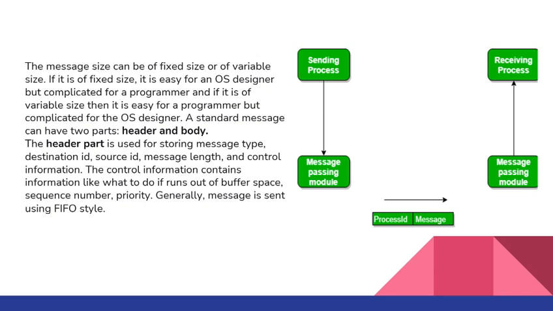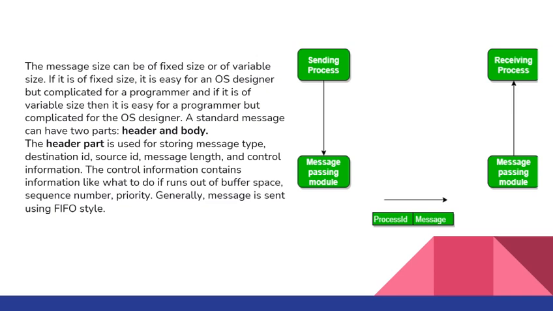The header part is used for storing the message type, destination ID, source ID, message length, and control information. The control information contains information like what to do if it runs out of buffer space, sequence number, and priority. Generally, messages are sent in FIFO style.